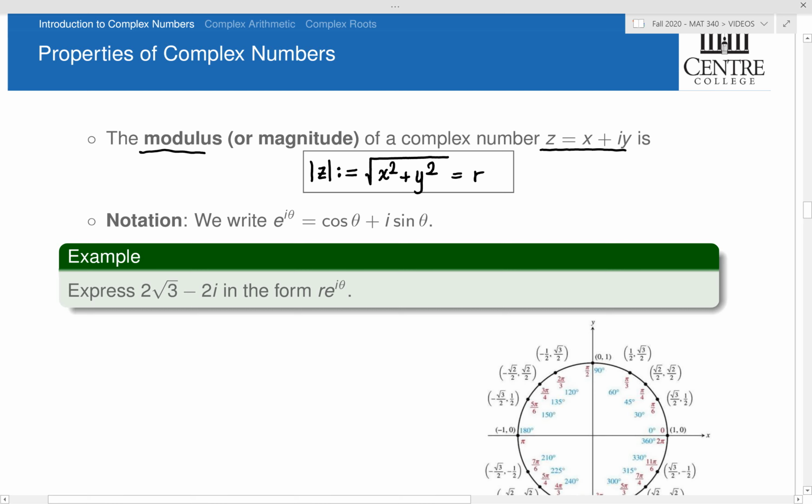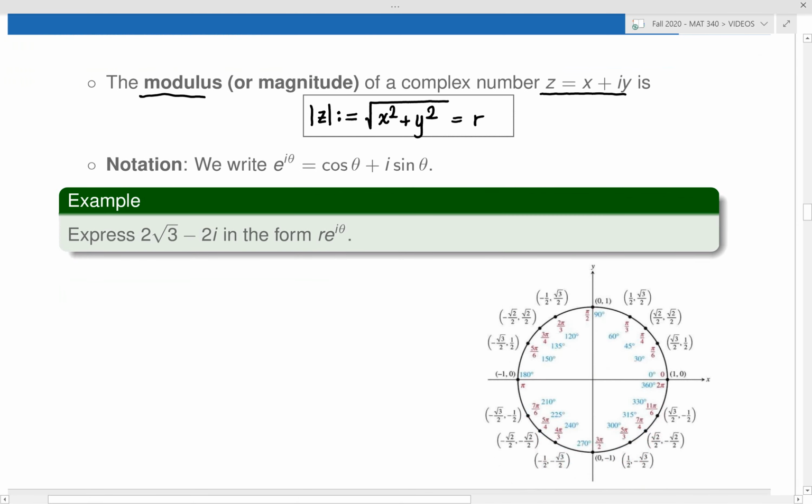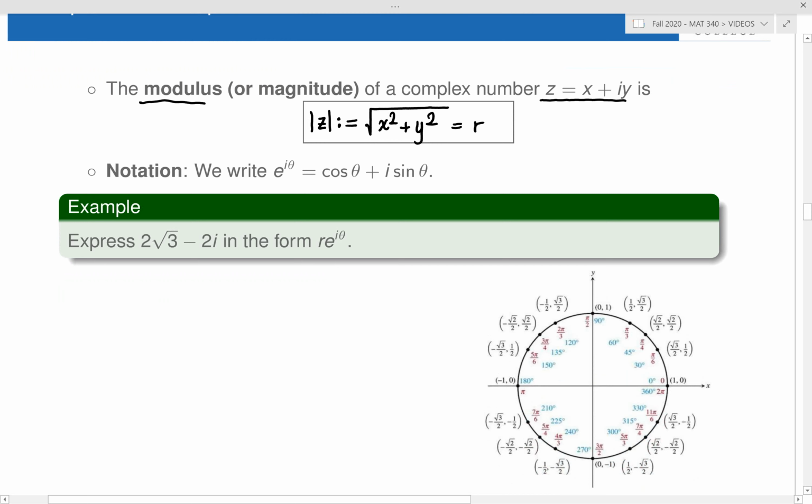All right. So with that in mind, we're going to look at the following example. We want to express 2 square root of 3 minus 2i in this form r e to the i theta. So if that's our x plus iy, I'd like to find r, and I'd like to find e to the i theta. First, remember r e to the i theta is just r times cosine theta plus i sine theta.